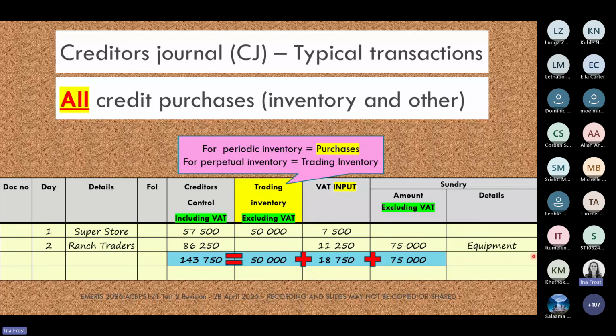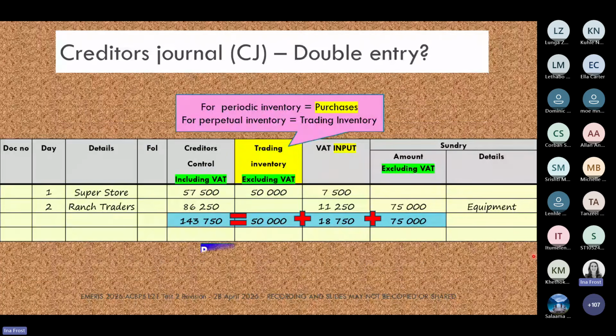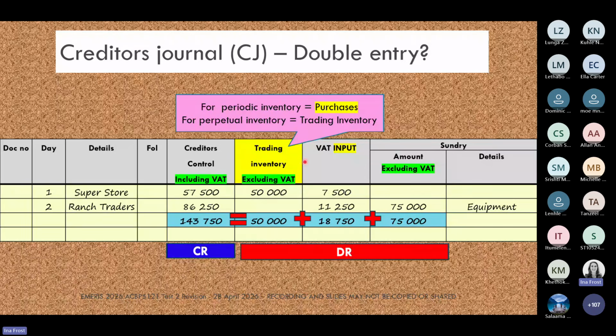And then at the end of the month, we want to post this journal to the general ledger. We are again going to strive to create one double entry out of this entire journal, and the double entry is going to look like this. We're going to credit the creditor's control account. We are going to debit trading inventory, input VAT, and the sundry accounts. And in this example, it will be equipment.